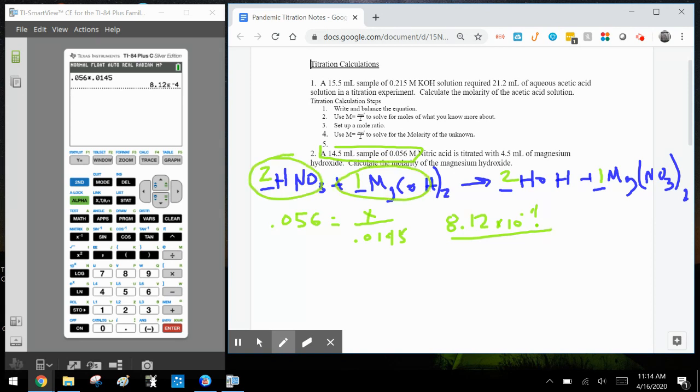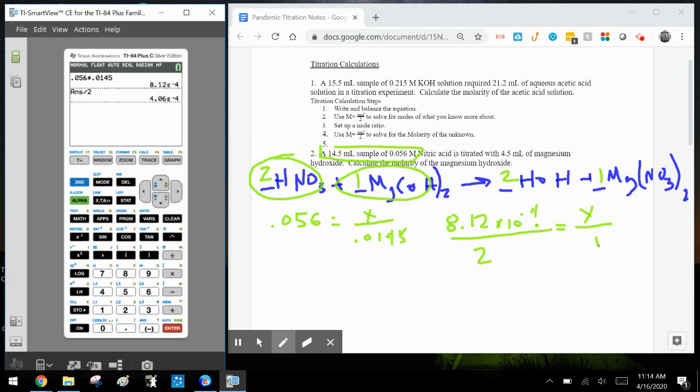So this is why we do need to set up a mole ratio, even though some of those you won't need to because it's a 1-to-1 ratio. But this one is I need twice as much of the acid to the base. And so now that I have the moles in my calculator, I know that mole ratios, I need to have half the amount of the base to neutralize this acid. So I'm going to divide by 2. And that's how many moles of base were used or needed to neutralize this acid.